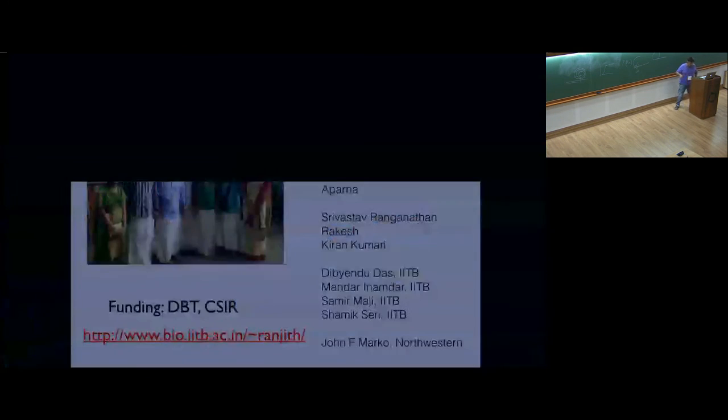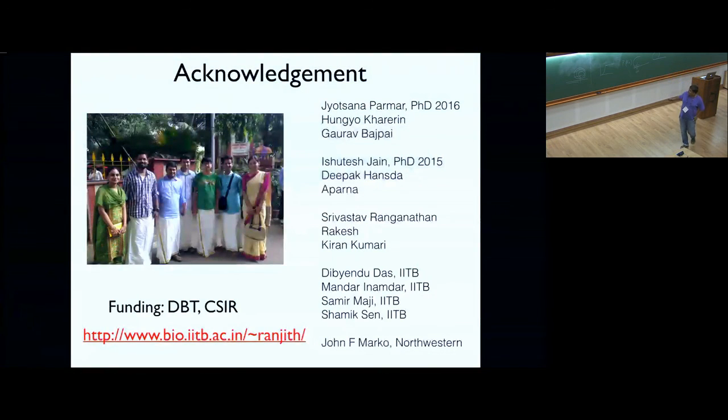So these are the people who did all the work. Josna, who did the work on nucleosomes, Ishudesh, who's here, who did the work on chromatin, and Gaurav, so these two graduated. And Gaurav, who's here, who did the chromatin 3D assembly, and Hungyo, he's also doing the chromatin 3D assembly work, who's about to graduate. And I have my collaborators, Dibyendu and Samir for the protein aggregation, and John Marco, with whom I did a lot of nucleosome dynamics work.